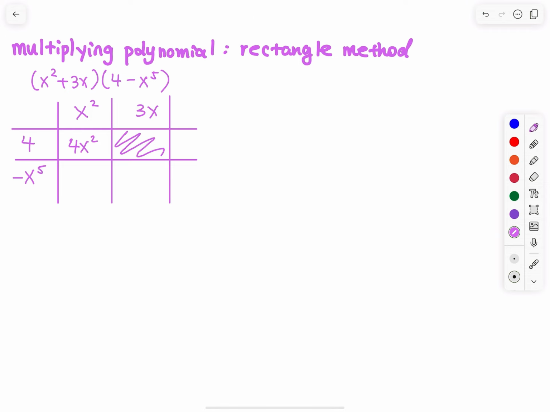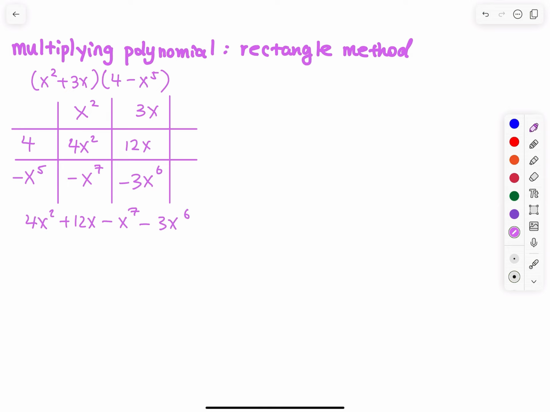Area, that will be 4 times 3x, so that is 12x. Area, negative x to the fifth times x squared, so that is negative x to the 5 plus 2. This is negative 3 times x to the 1 plus 5. And then what is the final answer? The final answer is you put everything together, including the sign. So that will be 4x squared plus 12x minus x to the 7 minus 3x to the 6.